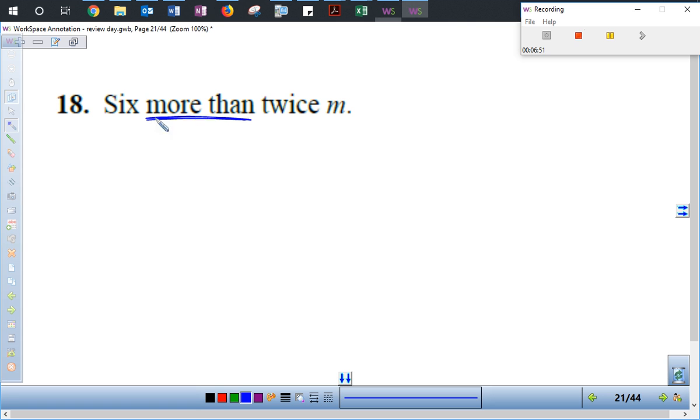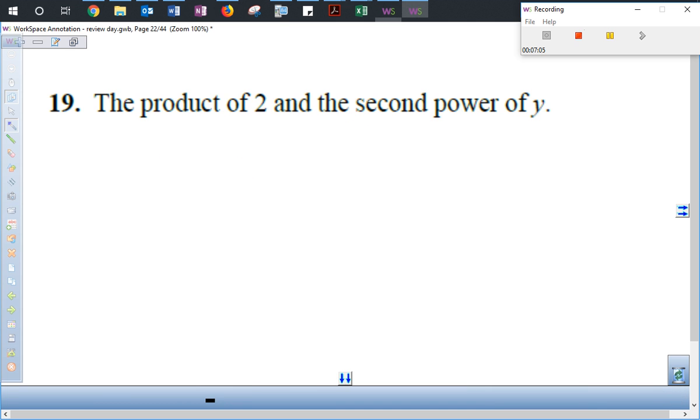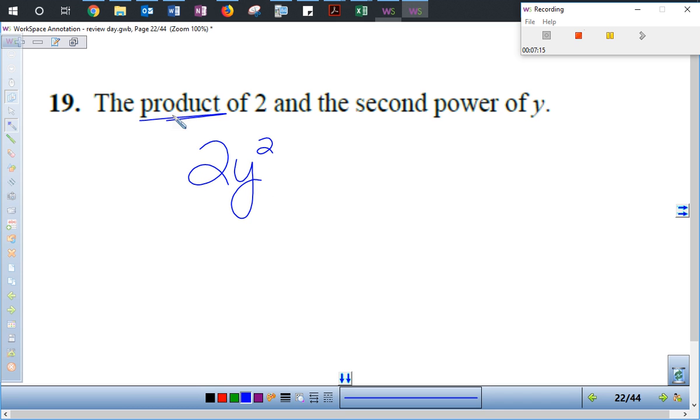More than is the other phrase that means we have to work backwards, so we're going to be adding, but this needs to come first. So twice m, this was important, was actually 2 times m plus 6. Number 19, pause the video. And you should have gotten 2 times y squared. Product means multiplication, second power of y.